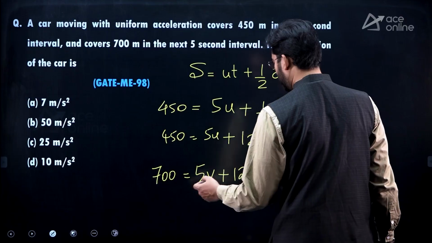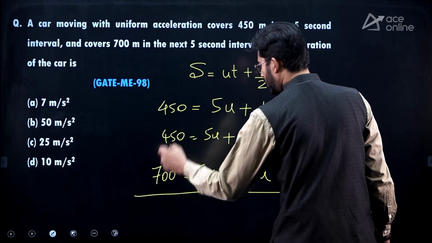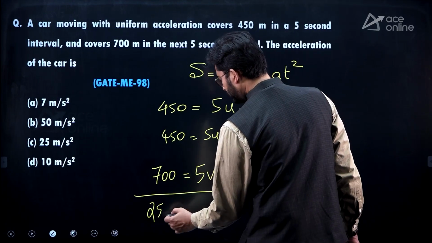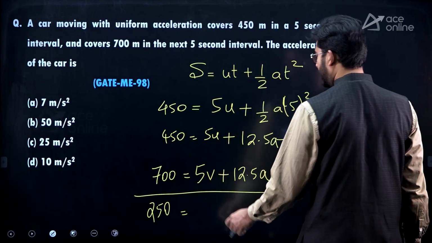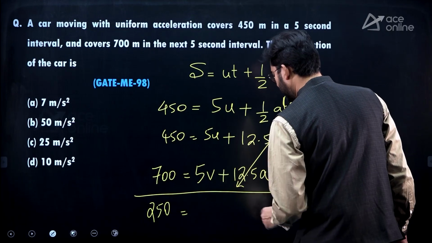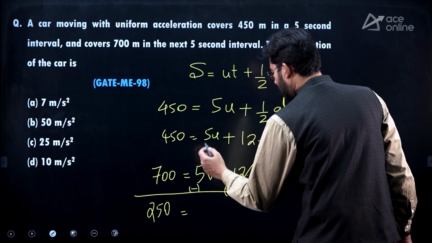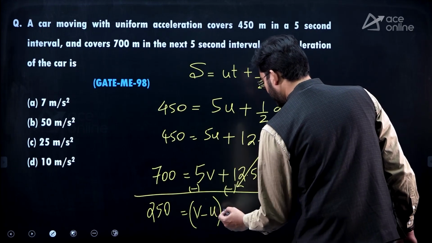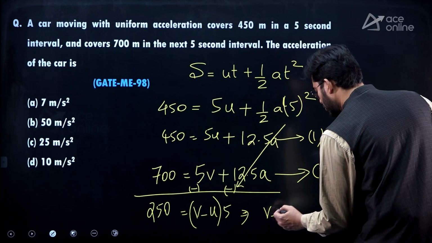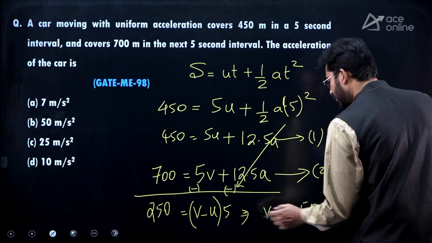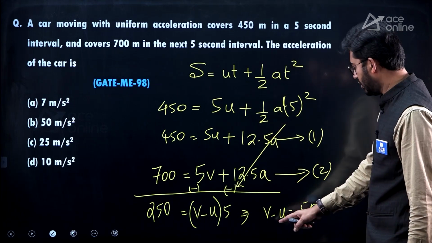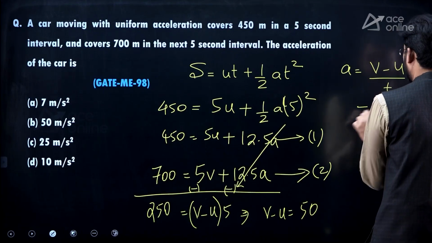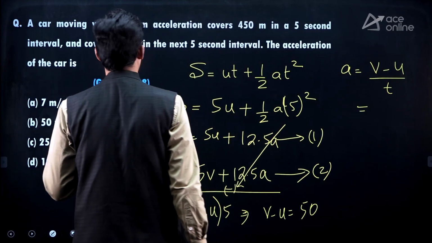So if you take the difference between these two, this is equal to 700 minus 450, that is 250. The 12.5 a terms will get cancelled, and this will be v minus u into 5. So v minus u is equal to 250 by 5, which is equal to 50. So acceleration will be equal to v minus u by t, as it is accelerating for the time duration.